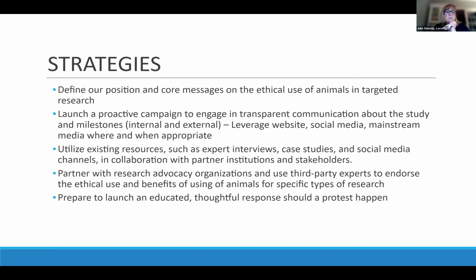partner institutions and stakeholders. Look to partner with research advocacy organizations and use their experts as well to endorse this ethical use and the benefits of using animals for specific types of research. And prepare to launch an educated and thoughtful response should a protest also happen.